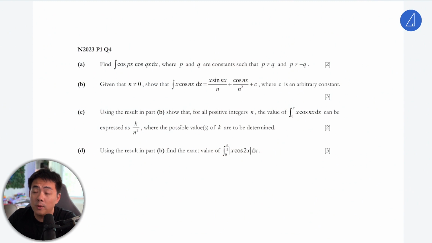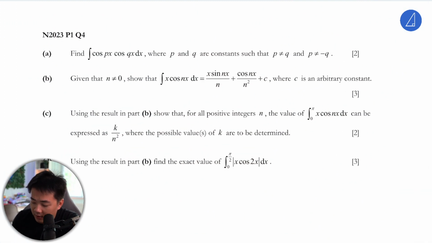Hi students, let's look at this question on integration, taken from the year 2023 paper, question 4. Let's see how we can do this proficiently. The first part is pretty okay. This is just using the factor formula to solve it, right? So let's see how we can do this.